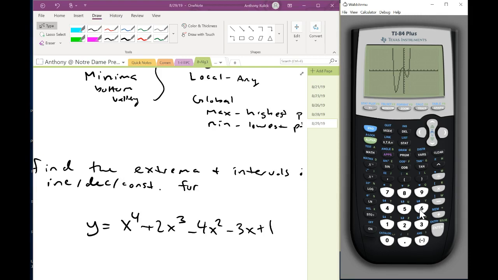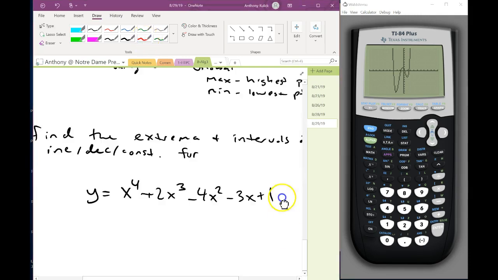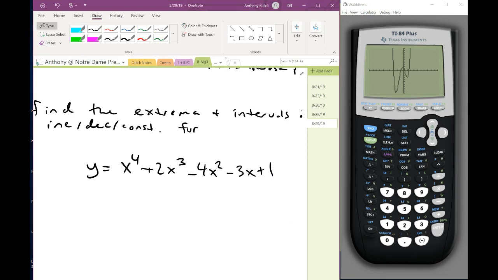Pretty neat. So, if we look at this, we can see some extrema here. How many maxima do we see? One maximum. It's this spot right here where my pointer is, right? Is that local or global? That is a local.